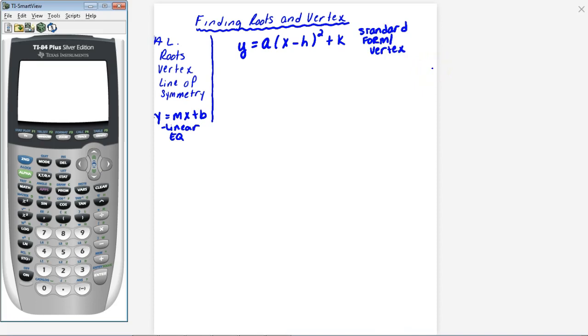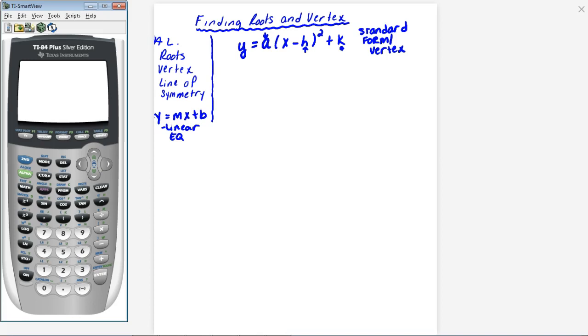Okay, and we know that the h moves it horizontally, and the k on the end moves it vertically up and down. And the a right here makes it skinnier or fatter, right? And we know this, we've been working with this. That's the standard form or the vertex form.